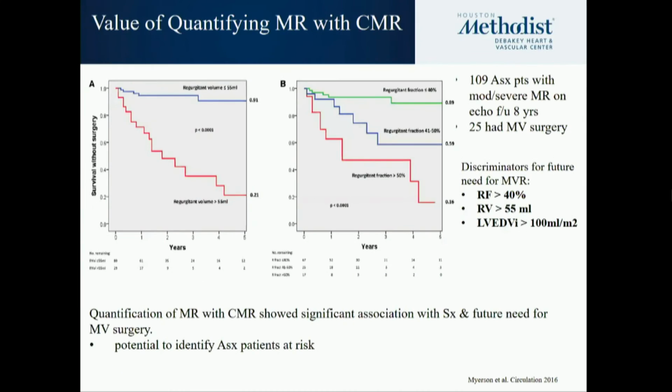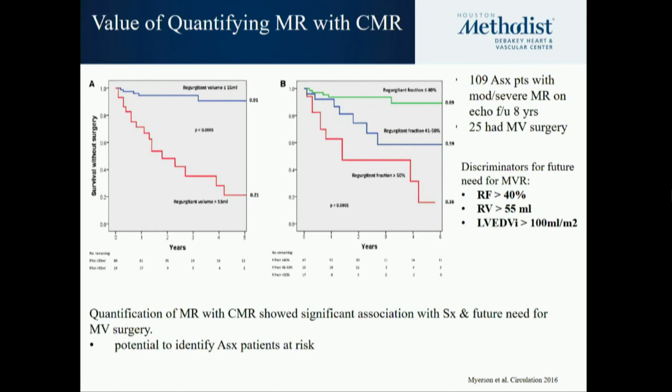And similarly, the same group looked at patients with quantifying mitral regurgitation. And what they looked at was 109 asymptomatic patients with moderate to severe mitral regurgitation that was noted on echo, and they followed the patients up for 8 years. And 25 of them became symptomatic and needed mitral valve surgery.